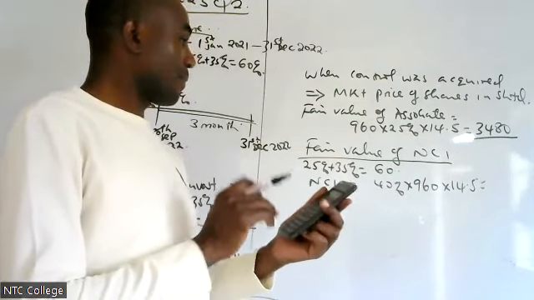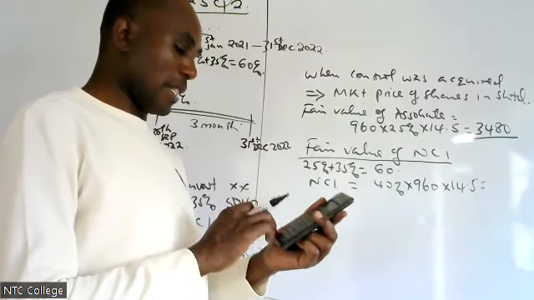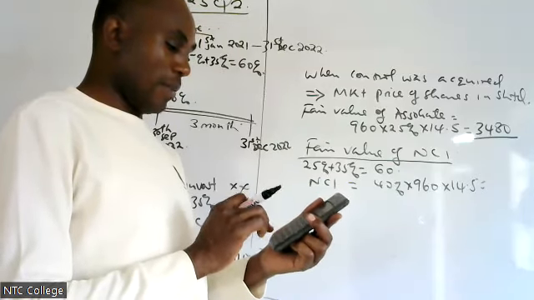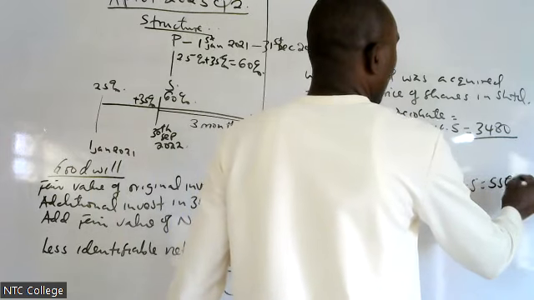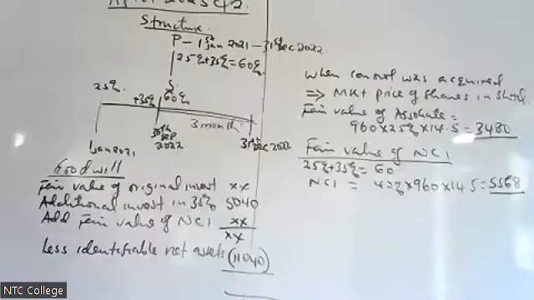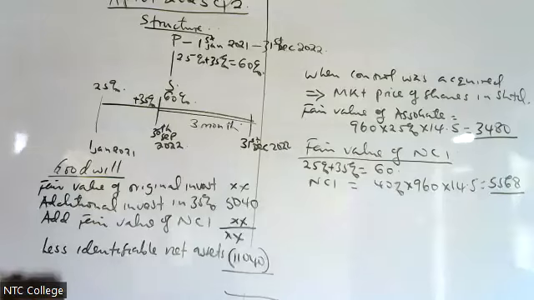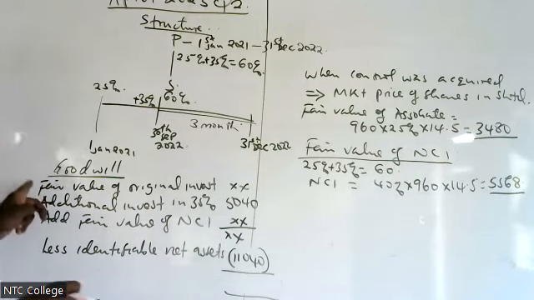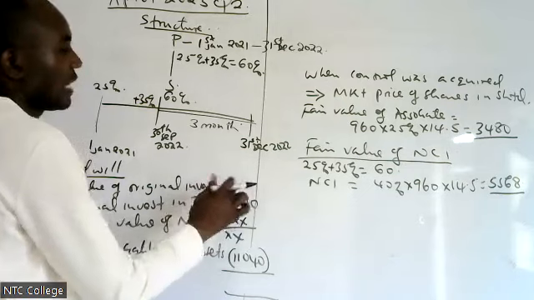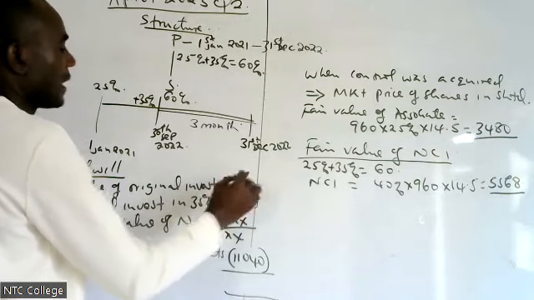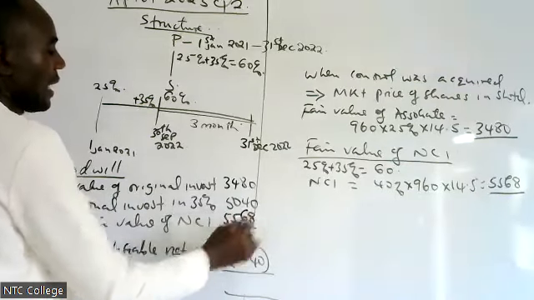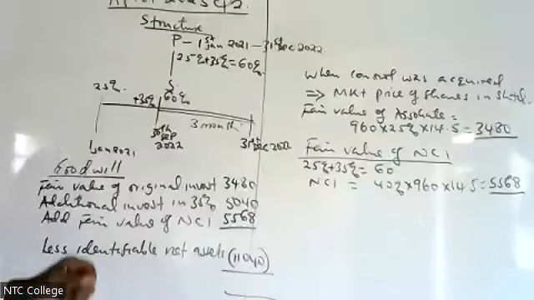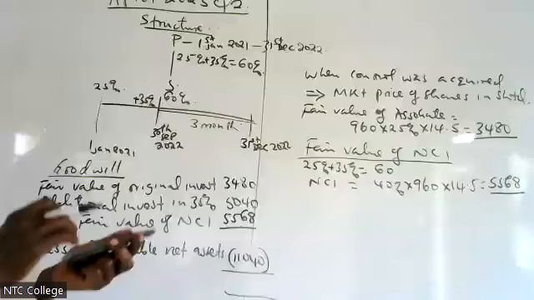How much do I get? That is 0.4 times 960 times 14.5, which is 5568. That is the fair value of NCI at acquisition. Therefore, I have the fair value of original investment in associate, which is 3480. Then NCI using the market price, 5568. Therefore, how much is my total investment?